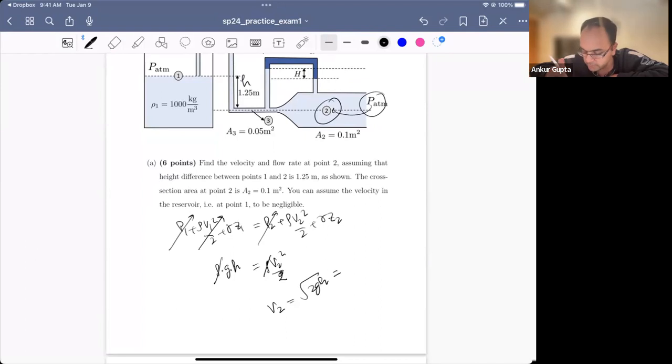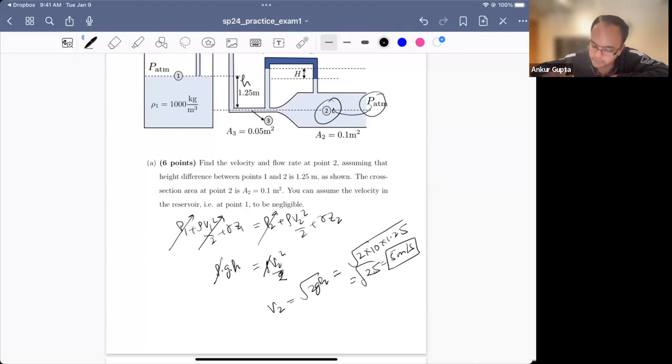So root 2gh is 2 into 10 into 1.25, which becomes 20 into 1.25, which is 25, square root. So it becomes 5 meters per second. A nice simple answer, 5 meters per second. You simply get root 2gh because of the height.